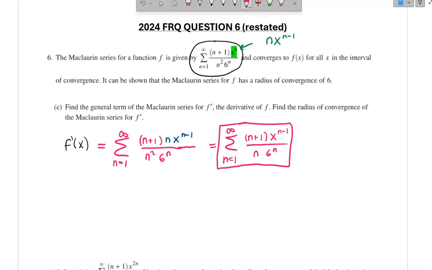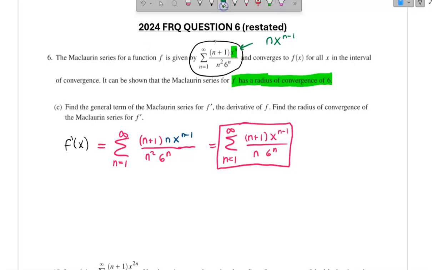But now the question is, what is the radius of convergence? Now, this can be done very time consuming, I guess, is what I probably should have said there. So notice that right away the question in the beginning told you that f has a radius of convergence of 6. So when you take the derivative of a series like we just did here, the radius of convergence does not change. And so this question is really testing you on whether you know that fact or not.